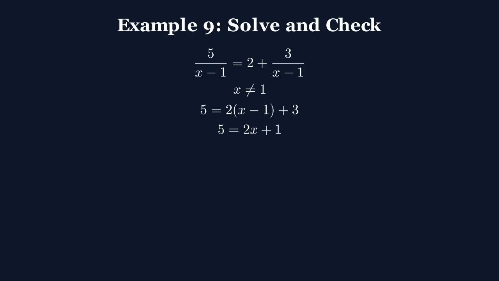Example 9. Solve 5 over x minus 1 equals 2 plus 3 over x minus 1. The restriction is x cannot equal 1. Multiply every term by x minus 1. We get 5 equals 2 times x minus 1 plus 3. Simplify to 5 equals 2x plus 1. Then 4 equals 2x, so x equals 2. Since 2 is not restricted, the solution is x equals 2.